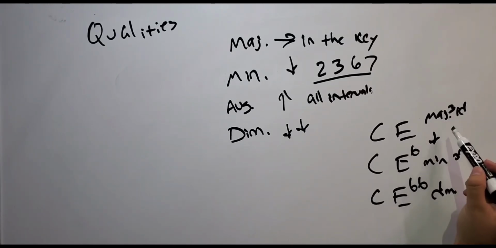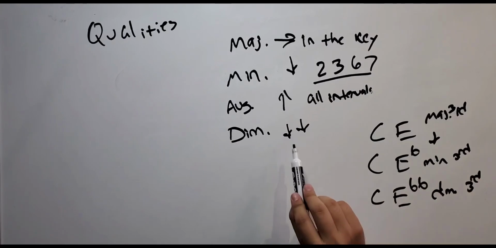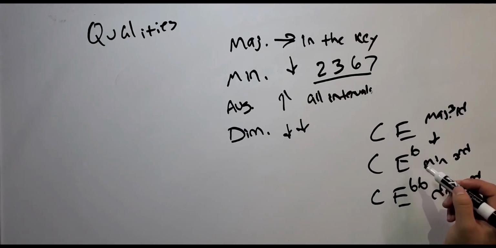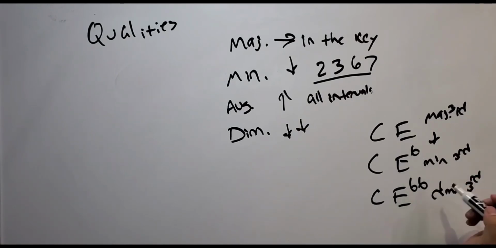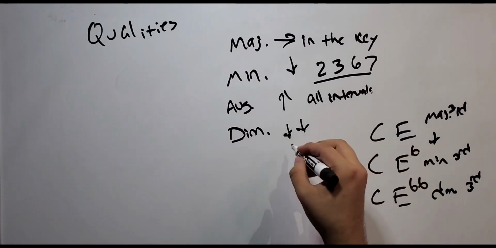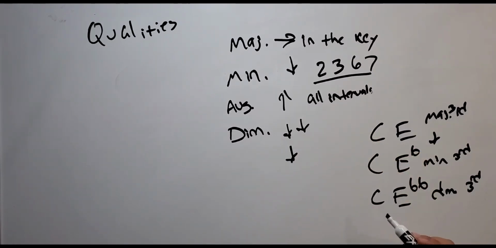We found the major first, and for diminished, we go down 2 half steps. So that's what we did. We went down 1 half step, and then we went down another half step to C to E double flat. For perfects, we go down just once.